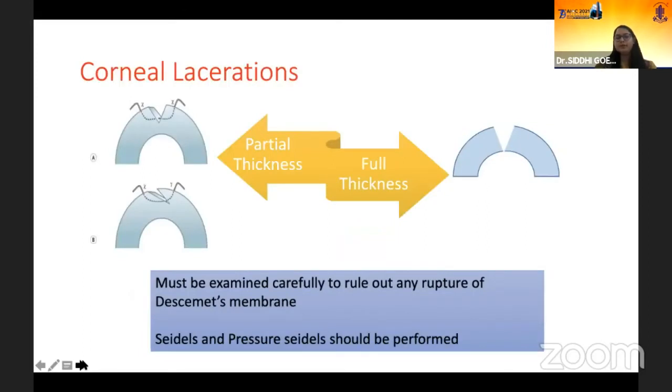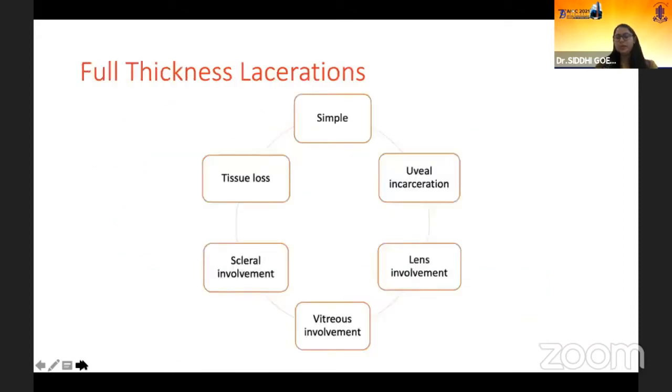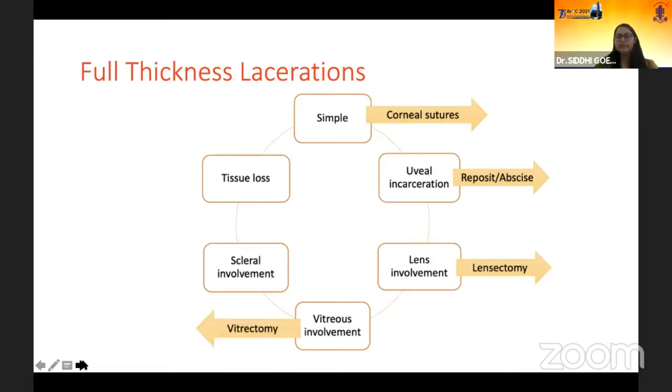So coming down to corneal lacerations, they can be further divided into partial thickness and full thickness lacerations. As discussed, Seidel's and pressure Seidel's tests should be performed to differentiate between the two. Now coming to full thickness lacerations, they can be simple lacerations, which can be simply managed with corneal sutures. If there's associated uveal incarceration, it can either be reposited or excised based on the scenario of the case. If there's associated lens involvement, a lensectomy may be required. If there is associated vitreous involvement, we may have to go ahead with a vitrectomy. For scleral involvement, we need scleral sutures. And if there's associated tissue loss, a patch graft or a penetrating keratoplasty may be required.